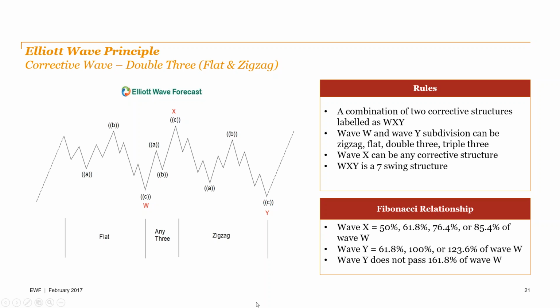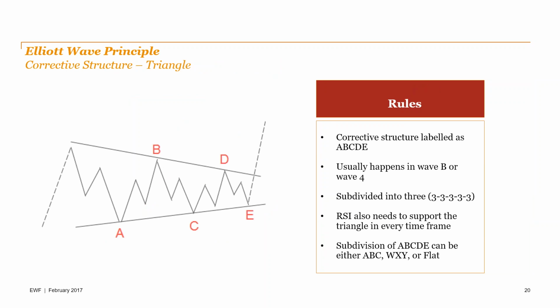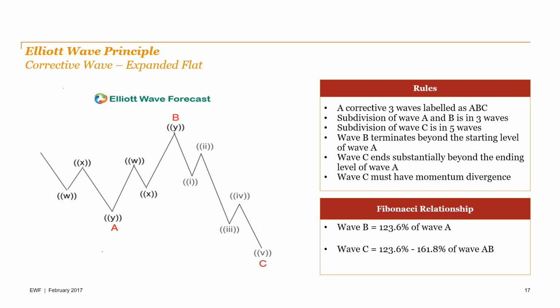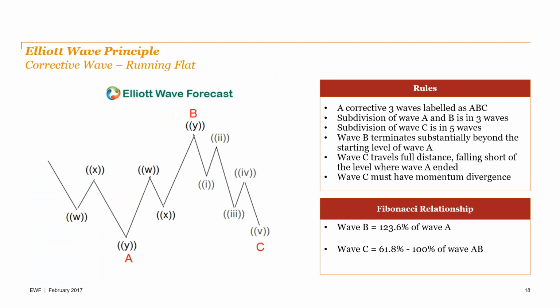We already learned a bunch of corrective waves, right? Can you name them, if you guys remember? There's not really that many corrective waves. We learned about zigzag, we learned about flat, and then what else? We learned about triangle. That's it, right? Only 3, right? That's all you need to remember. Zigzag, flat, triangle. All right?